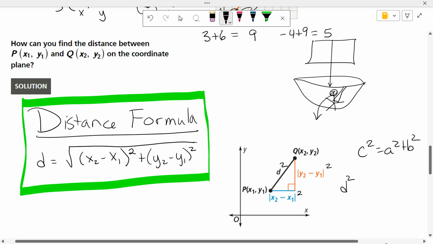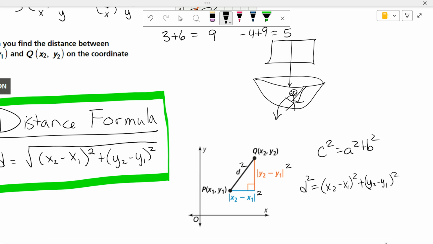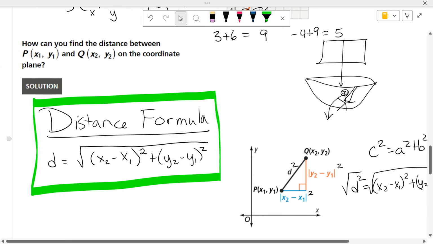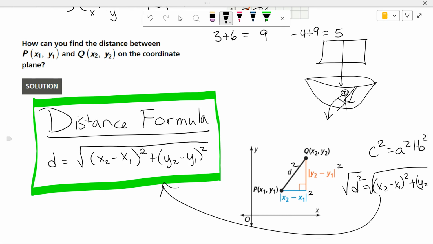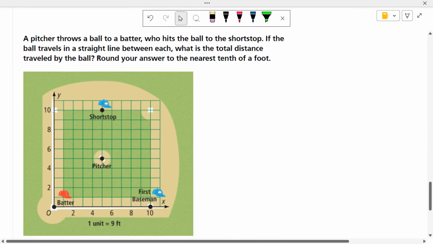So the distance squared is equal to x2 minus x1 squared plus y2 minus y1 squared. But we want just the normal distance. So to get the normal distance, we take the square root of each side, which thus leads to the distance formula. So that is why we get the distance formula from the Pythagorean theorem. Now, we're going to try the distance formula out here.